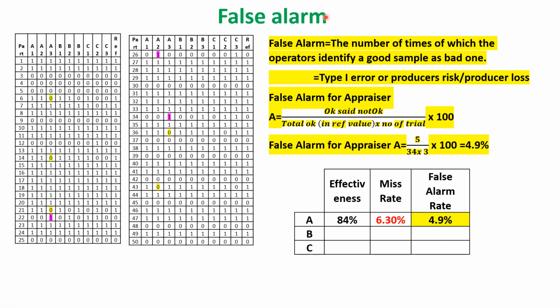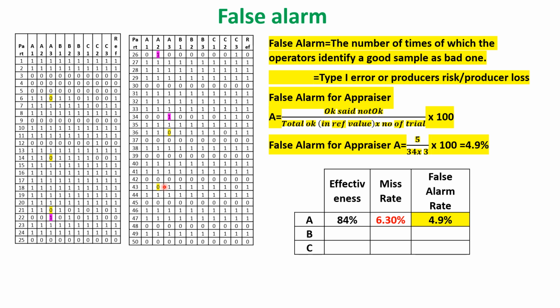False alarm is the opposite of miss rate. False alarm is the number of times the operator identifies a good sample as a bad one. Samples are good, but he has identified them as bad. So it is a type 1 error or the producer risk or producer loss. False alarm for the appraiser is calculated as okay said not okay: jobs are okay, but the operator says not okay. Let us consider the yellow highlighted ones. Here in 14, 21, 41, jobs are okay, but he is saying not okay.